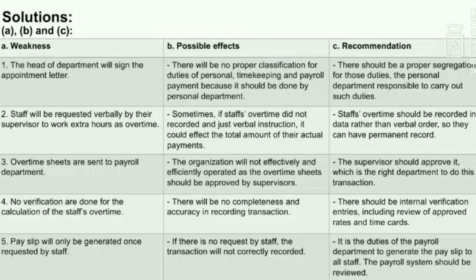Last weakness is payslip will only be generated once requested by staff. If there is no request by staff, the transaction will not be correctly recorded. For the recommendation, it is the duty of the payroll department to generate the payslip for all staff. The payroll system should be reviewed.